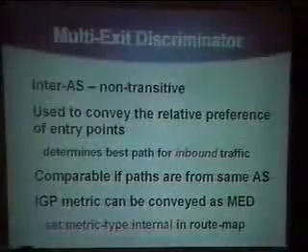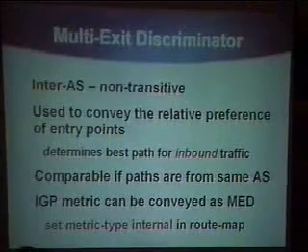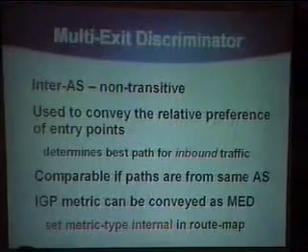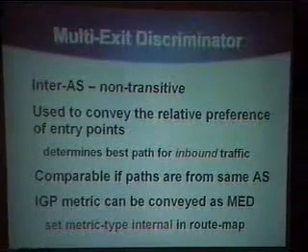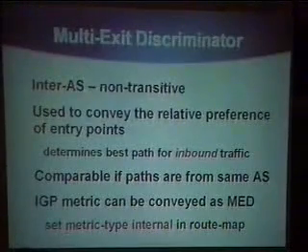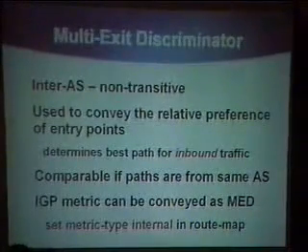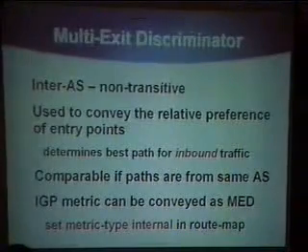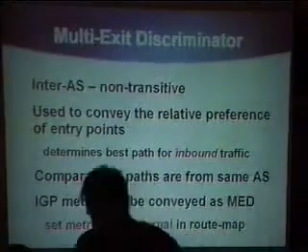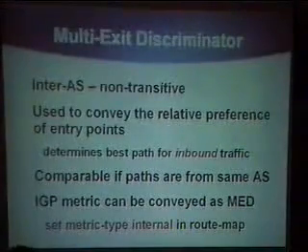MEDs are used to convey the relative preference of entry points, so best path for inbound traffic. It's only comparable if paths are from the same AS. So if your paths are from different ASs, by default, MEDs are not compared. And you can convey the IGP metric as an MED if you want to. So if you have a low bandwidth path to your border router and a high bandwidth path to another border router, you can convey the relative IGP metrics of these paths via the BGP MED if you want to.